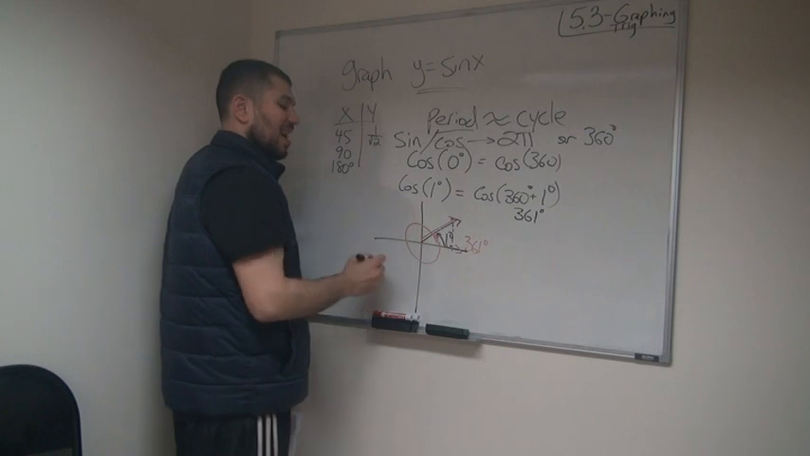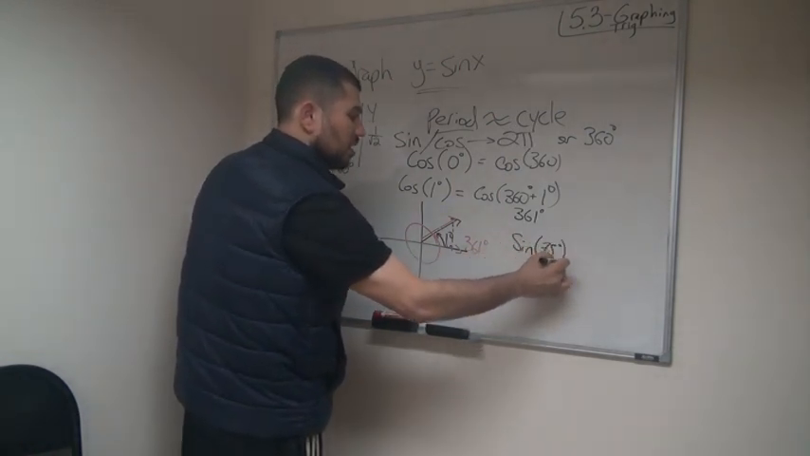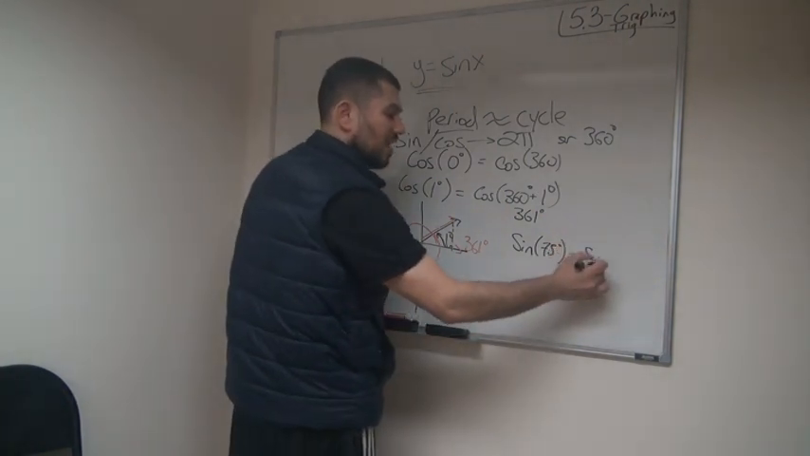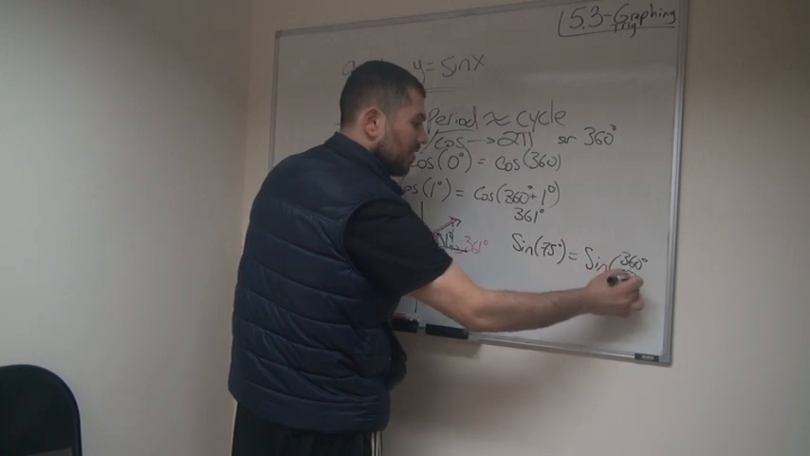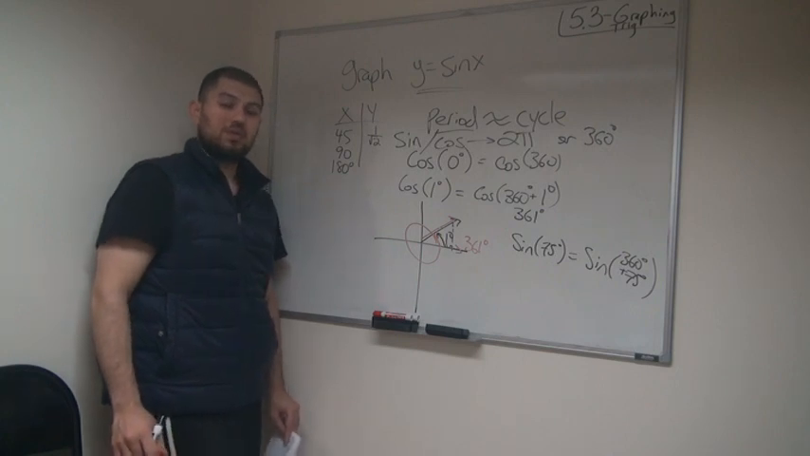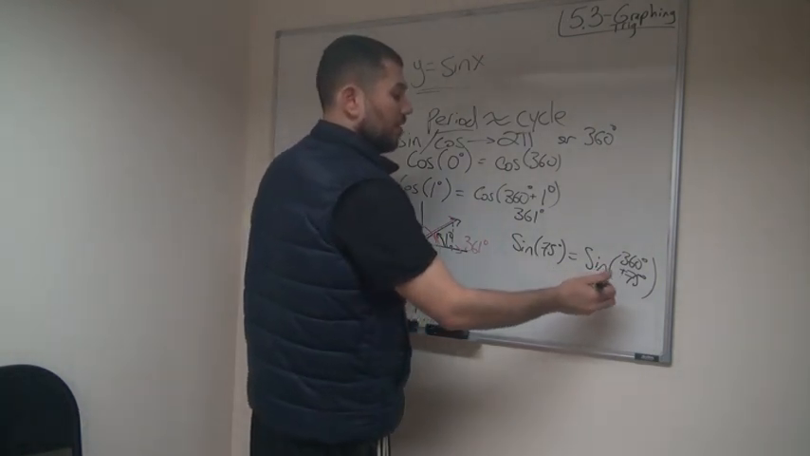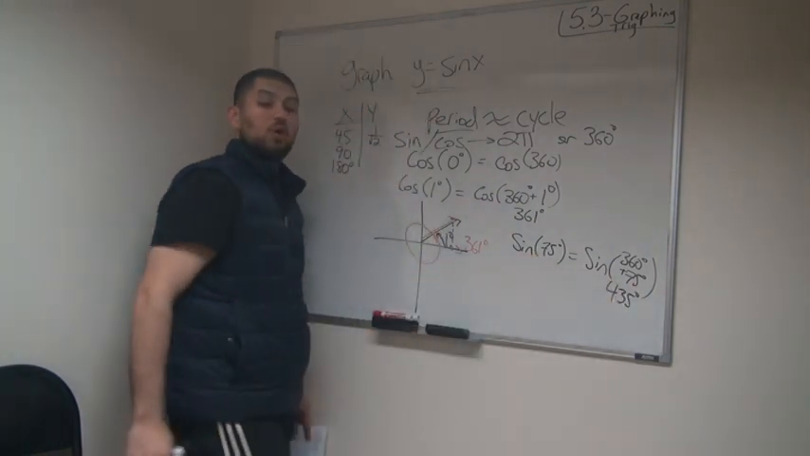If I had the sine of 75 degrees, that would be equal to the sine of 360 degrees plus 75 degrees, because those two angles, 360 plus 75 being 435, those two angles are coterminal.